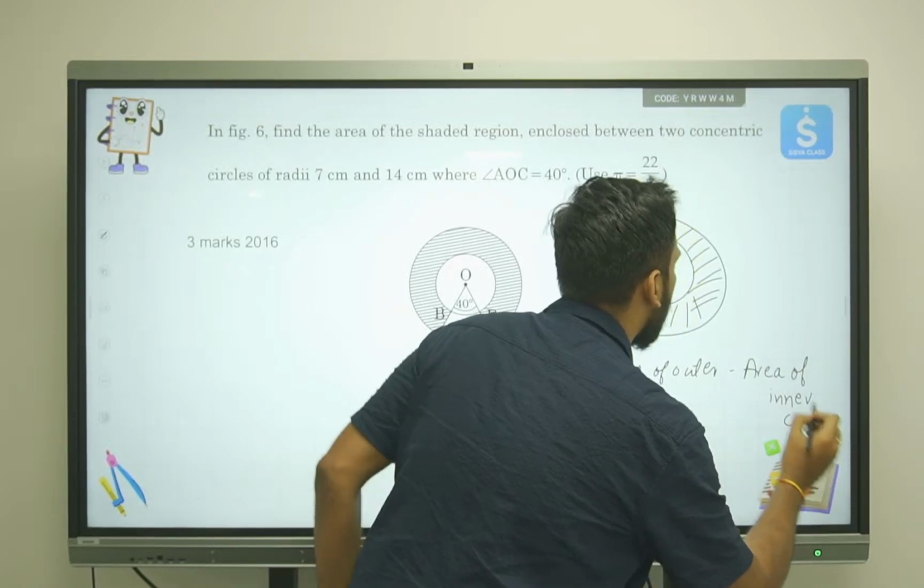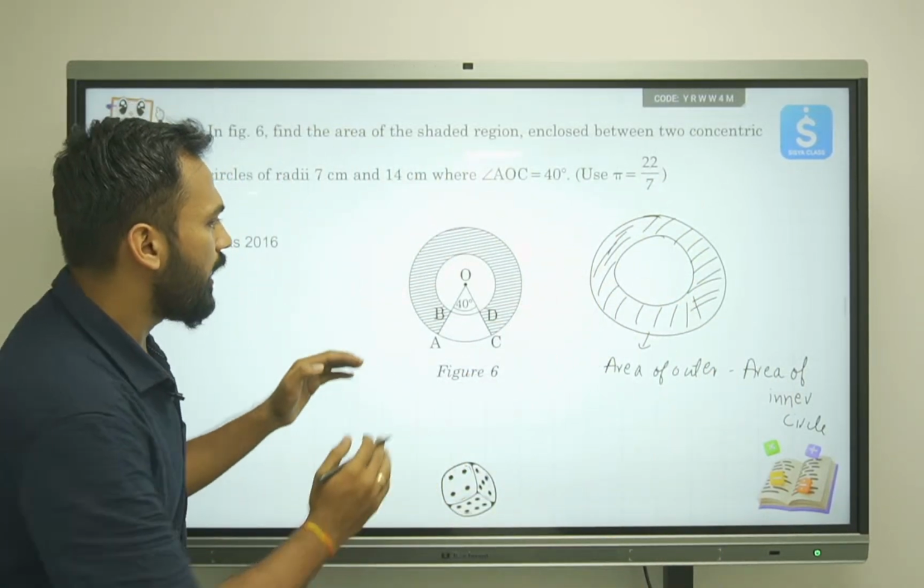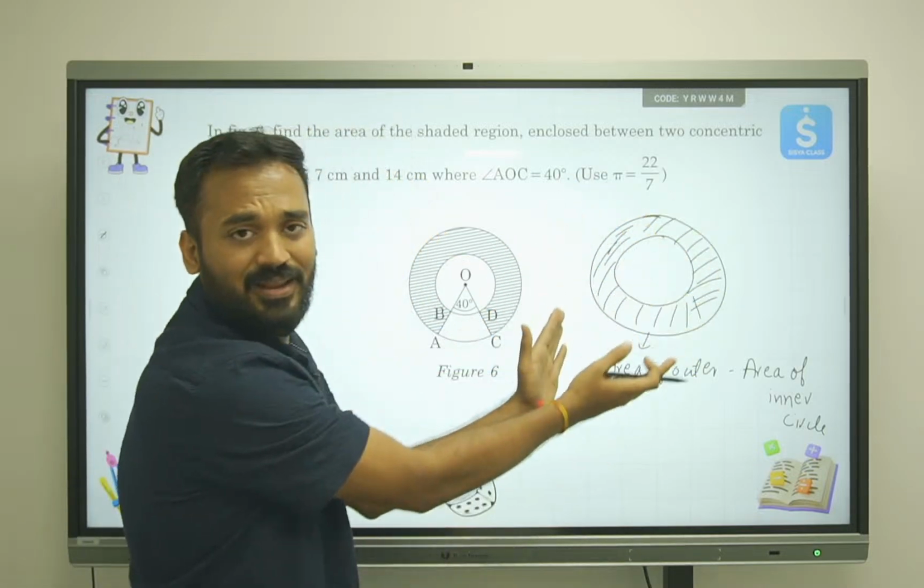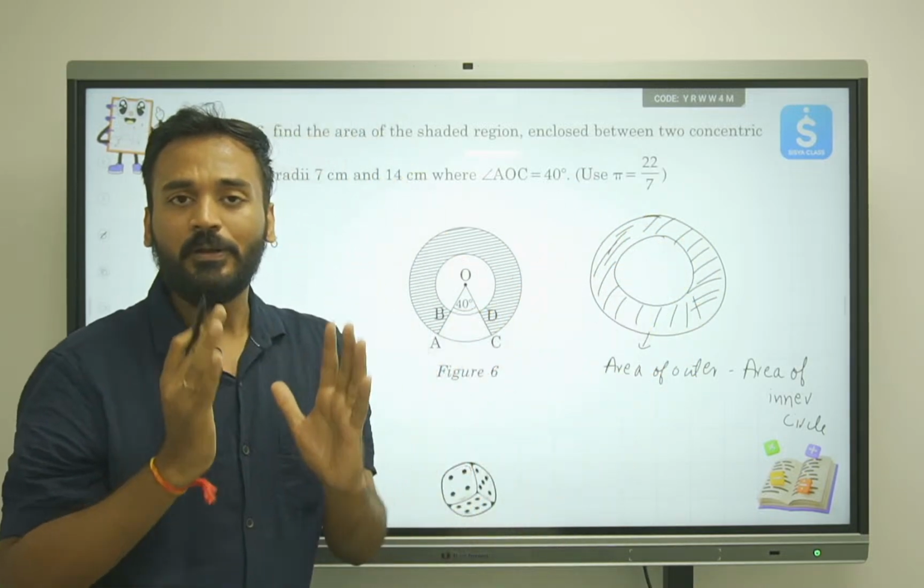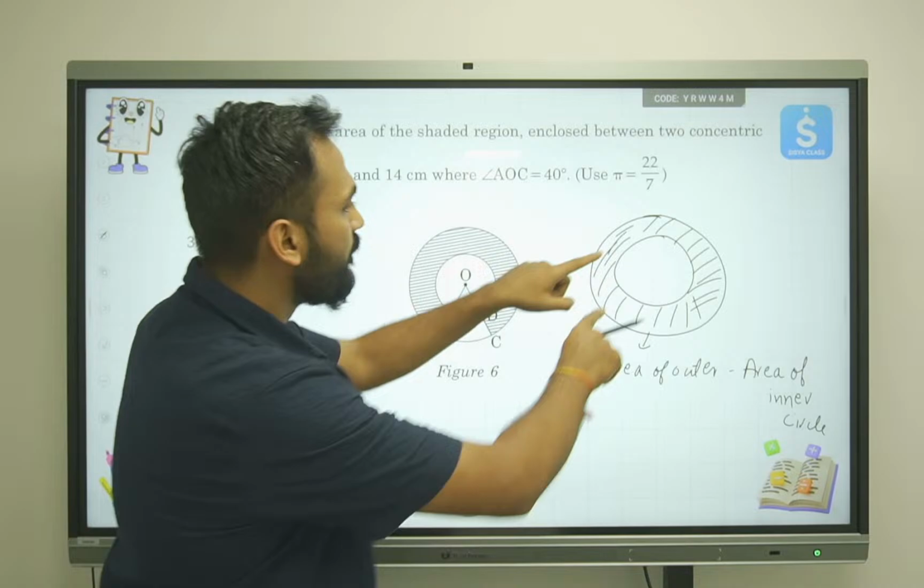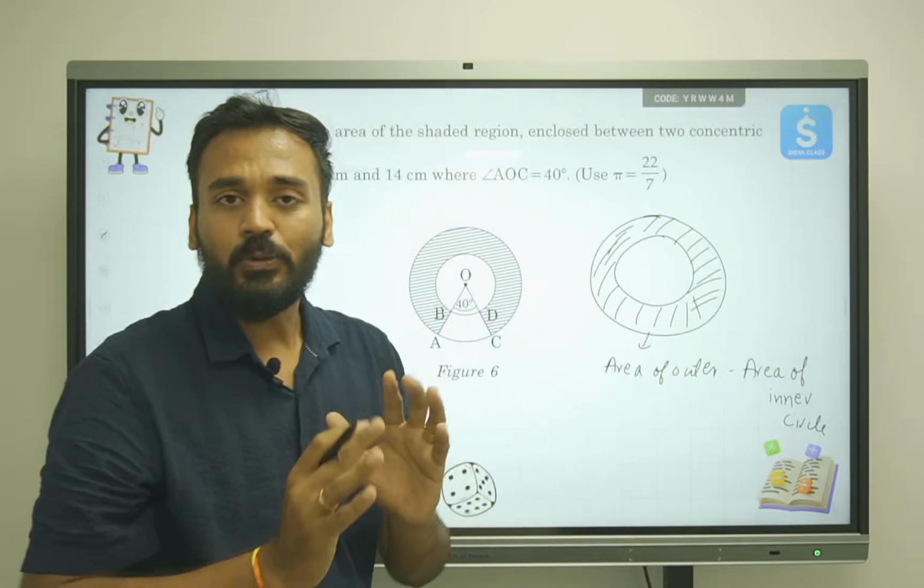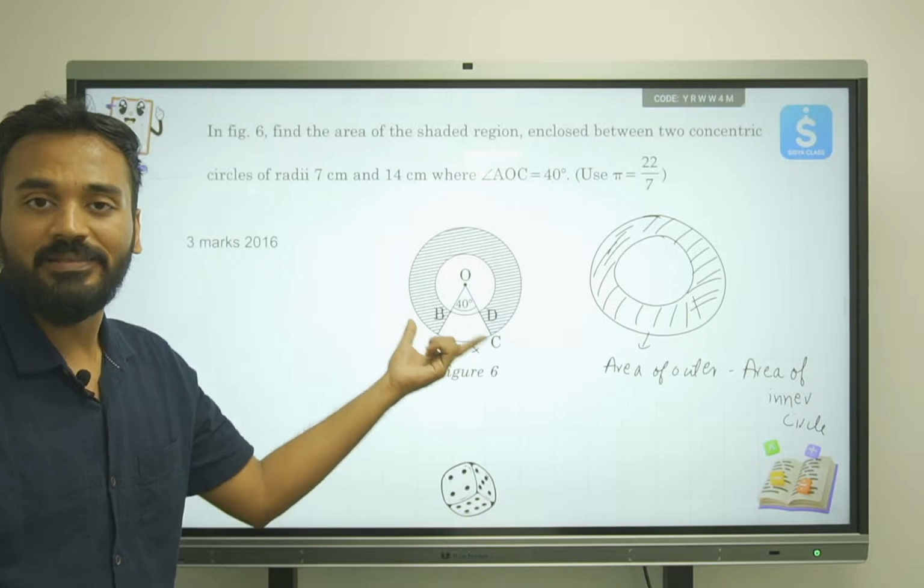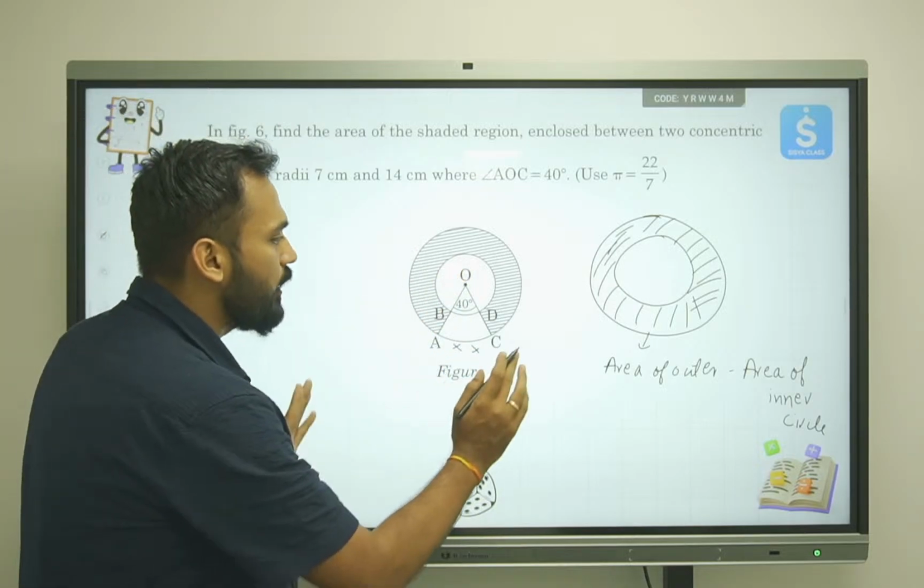This much area I can find from this. However, I don't need this much area. From this ring's area, the ring which is formed in between the two concentric circles, I need to get rid of this much. I don't want this area ABCD or ABDC. I don't want the area.